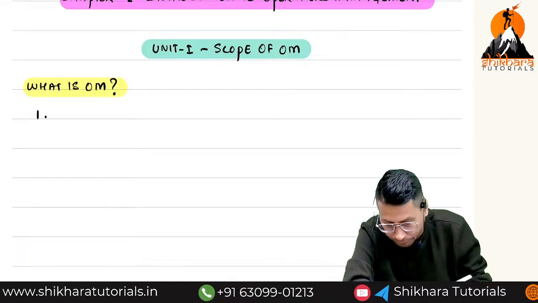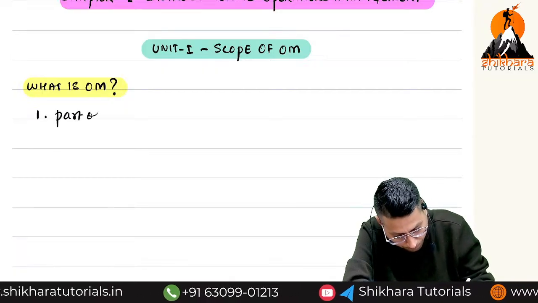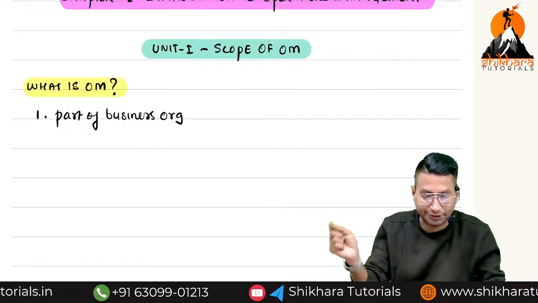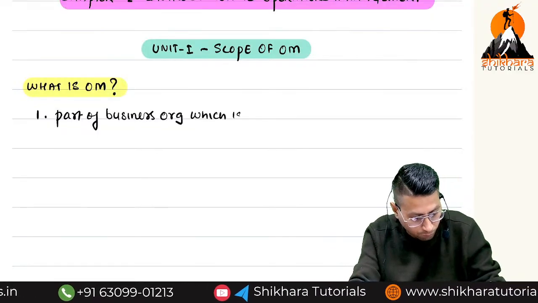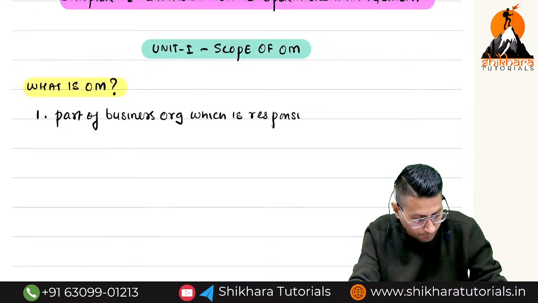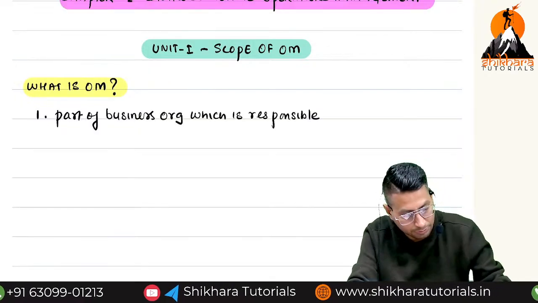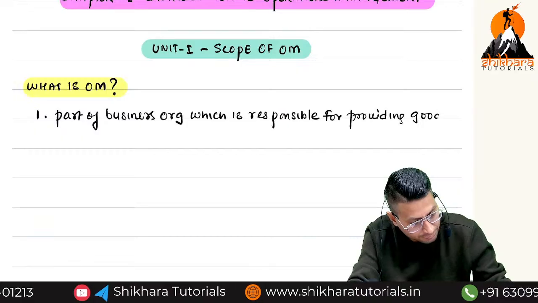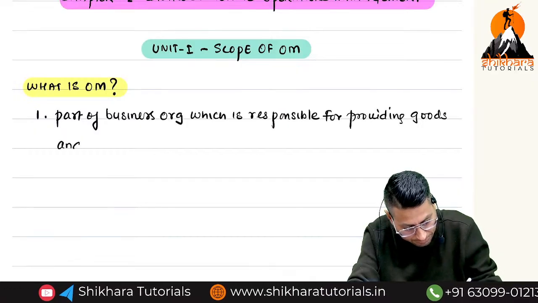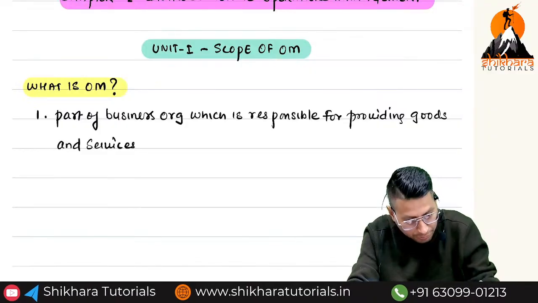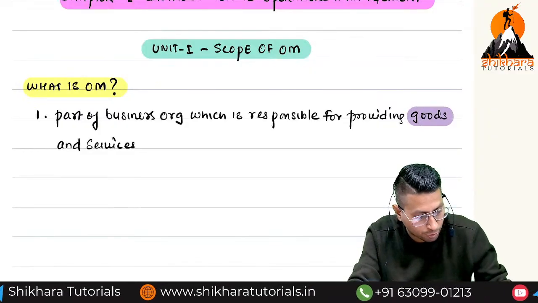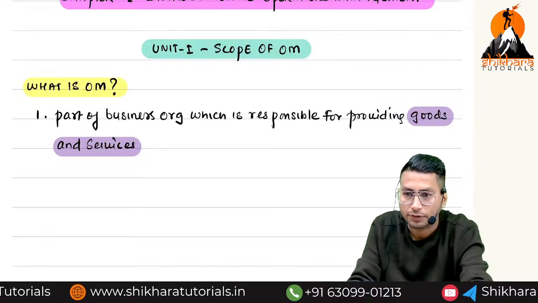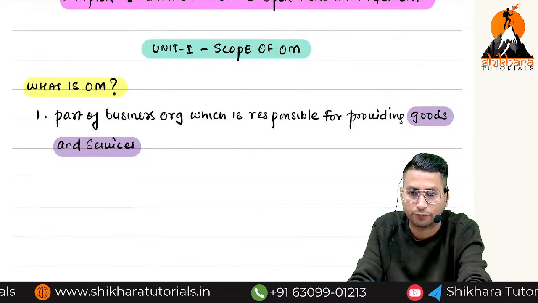Point number 1, it is what? It's a part of business organization which is responsible for providing goods and services. It's a part of an organization which is involved in the provision of goods and services. Clear? It's a part of an organization which is used in the provision of goods and services.